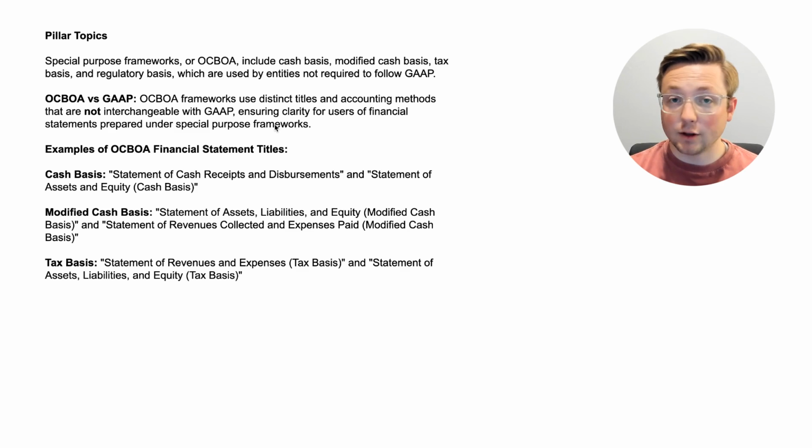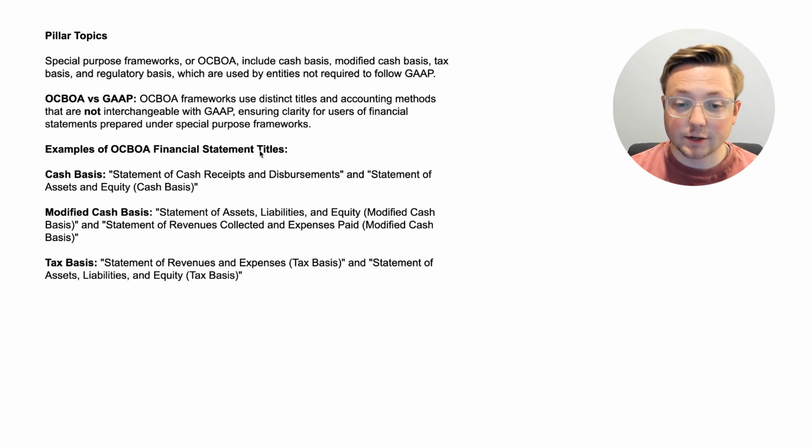So again, they can't use the same titles because then it might be confusing if an OCBOA financial statement, like for cash basis, had an income statement, and then people think that they're just using a normal GAAP accounting basis when in reality they're using cash basis. People need to know that. So that's why they have this rule.